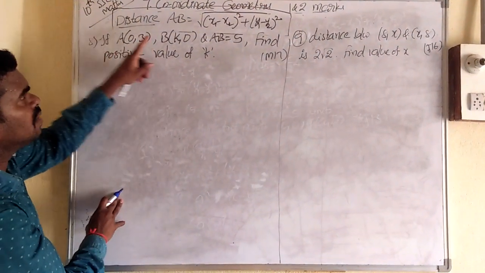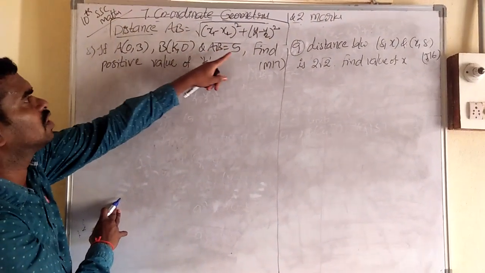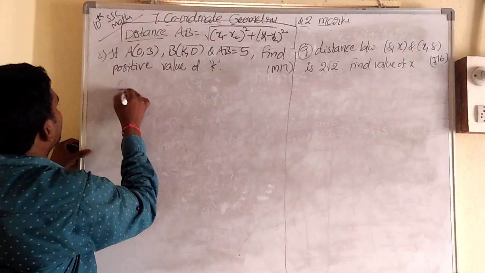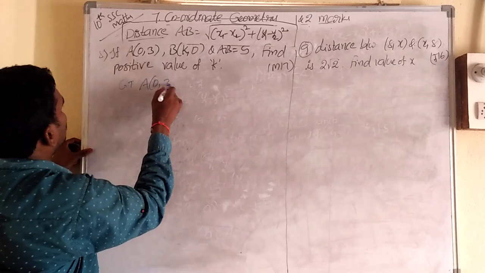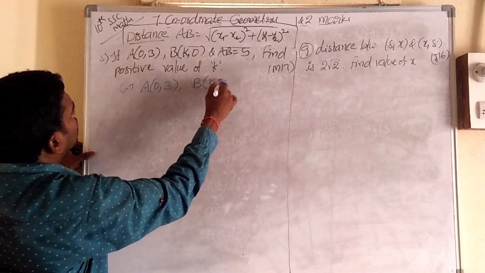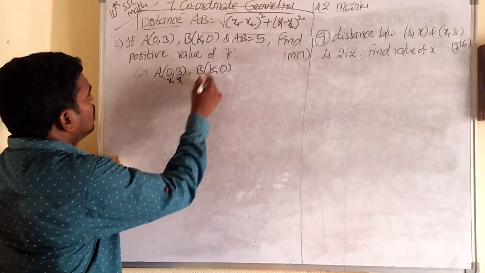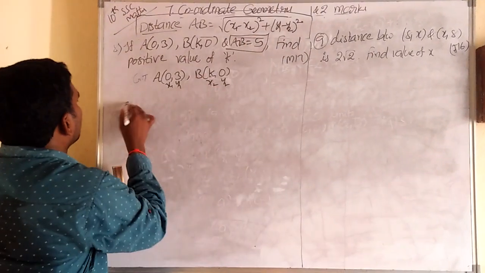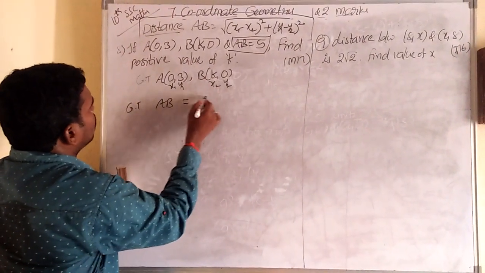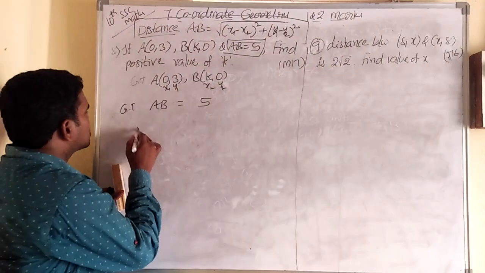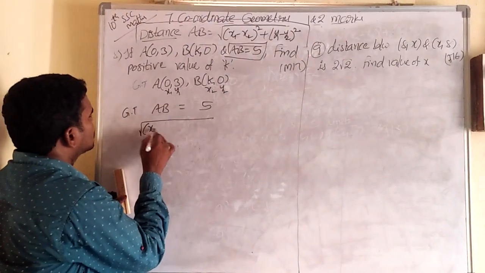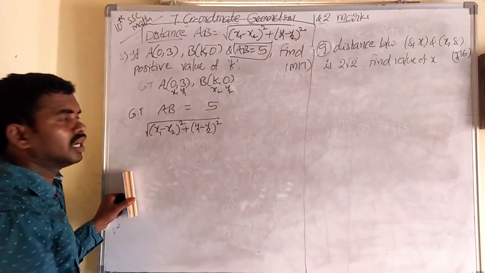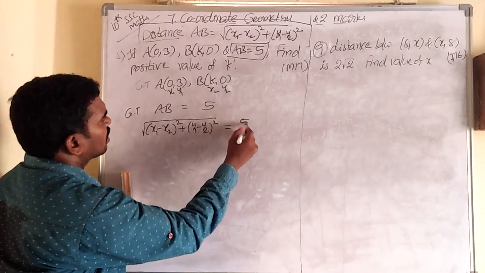2 marks questions. If A is 0, 3, B is k, 0 and AB equal to 5, find the positive value of k. So March 17th question. So given that A is what? 0, 3. B is what? K, 0. A is taken as x1 y1, B as x2 y2. So given that AB equal to 5. AB means what? The distance between 2 points, that is root of x1 minus x2 whole square plus y1 minus y2 whole square. Next is equal to 5.